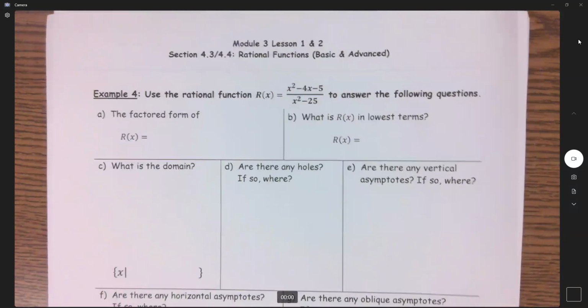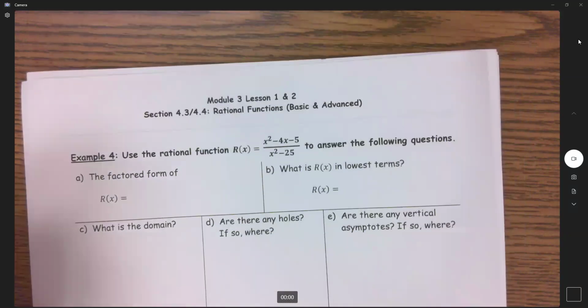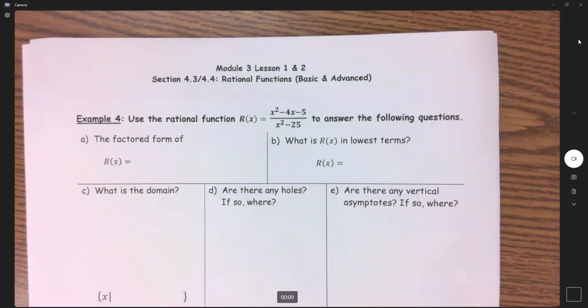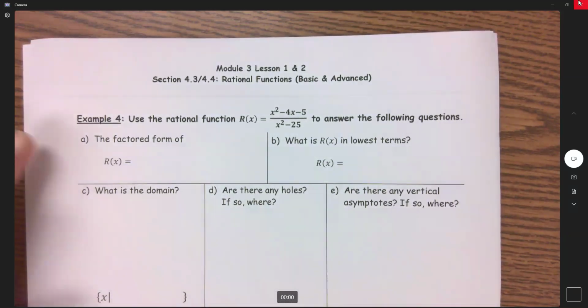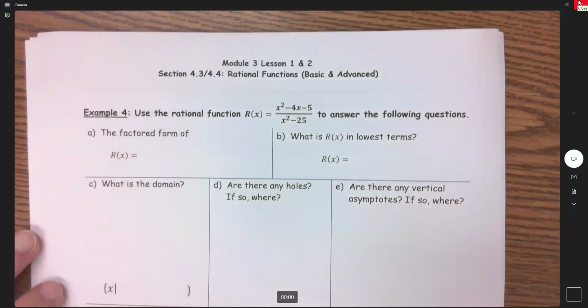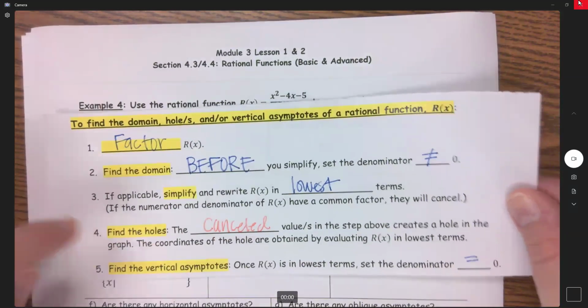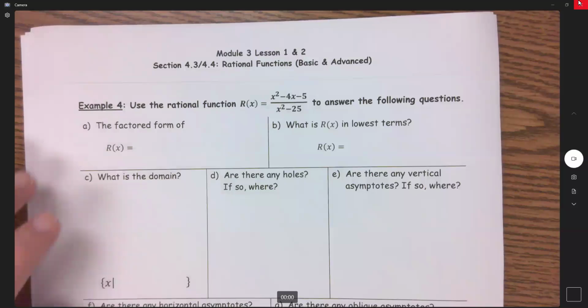So if you are not comfortable with those first 3 videos, you need to go back and rewatch them, because now we're doing it all together. So because A through E are these right here, I'm going to do these in this order here. So the first thing we need to do is factor.